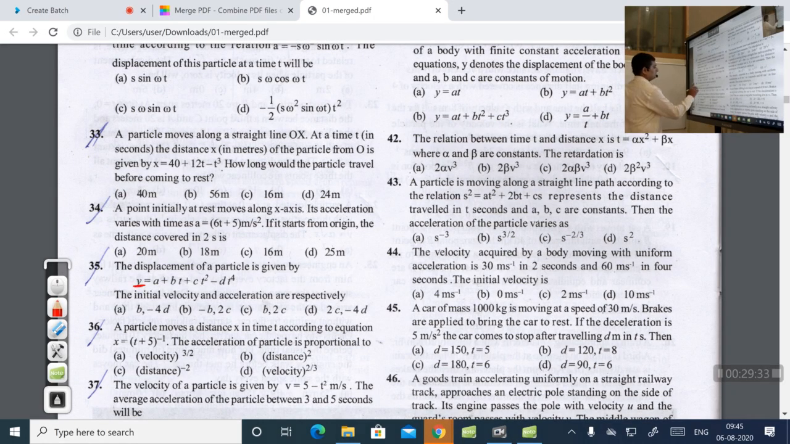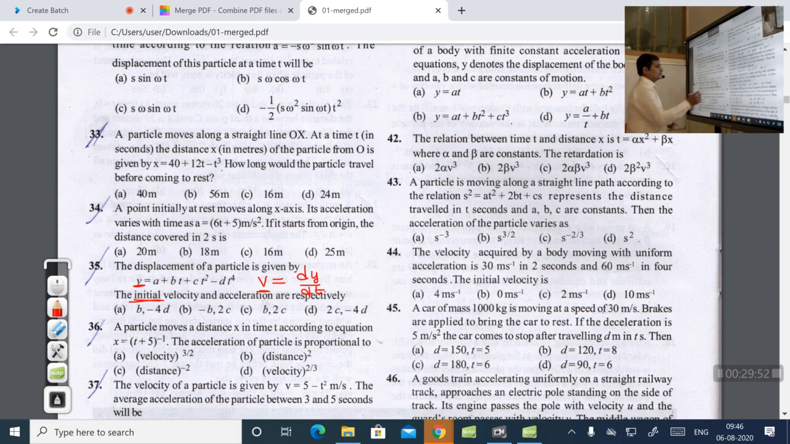This equation is displacement. So we can say velocity v is equal to dy by dt. And once you get velocity, you can calculate acceleration also. I think you can easily calculate. Initial they are telling. So initial means substitute time t equal to 0. Then you will get the immediate direct answer.